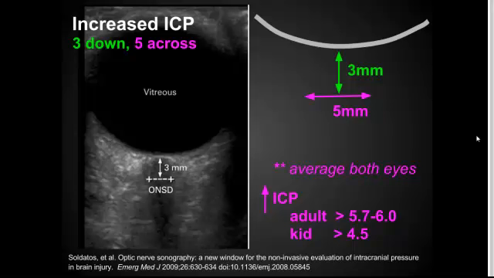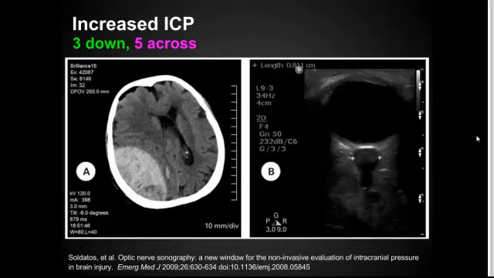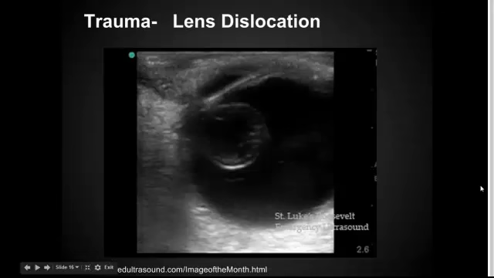So the basic rule is that when you're greater than 5 millimeters, you should start having a suspicion of increased intracranial pressure. And this is just a great example from the paper listed below that shows a patient with a huge intracranial bleed, and then they measured on that same patient the optic nerve diameter and saw that it was actually 8, and you can see it's just bulging down here.